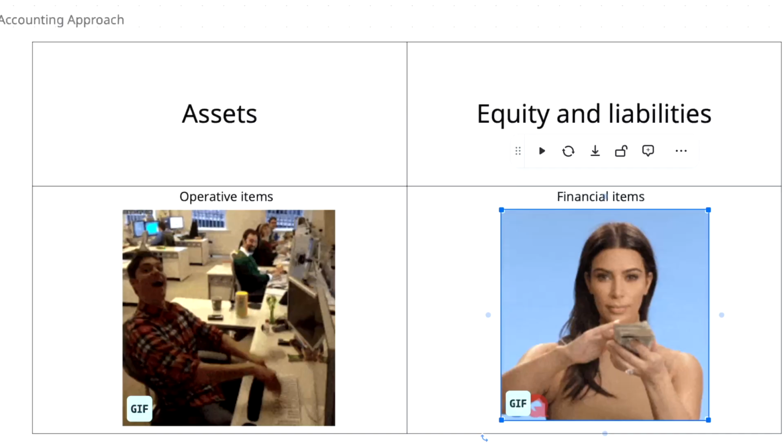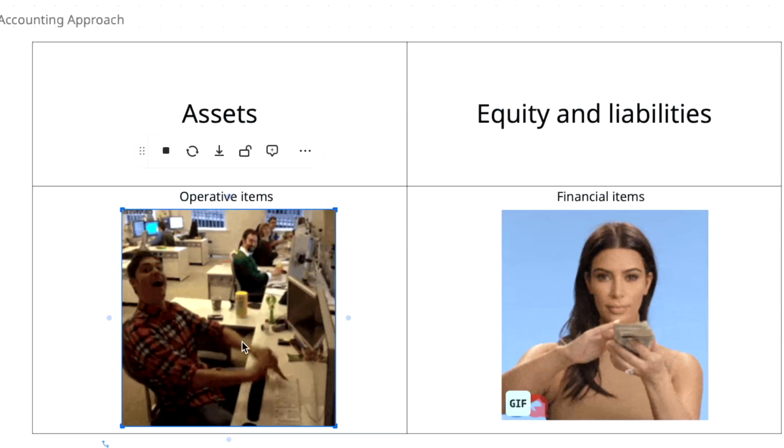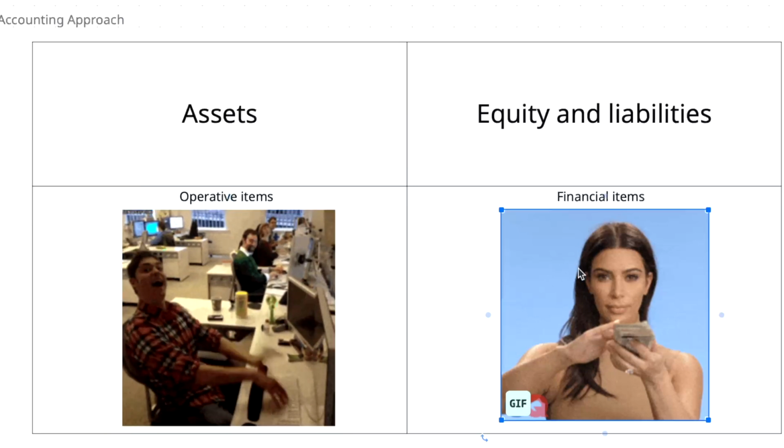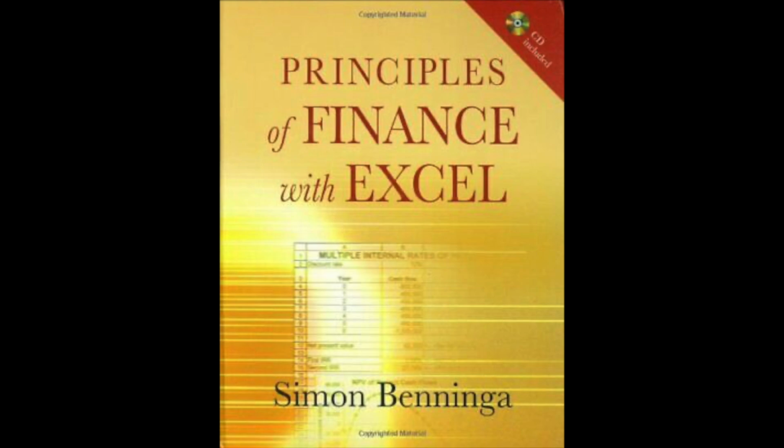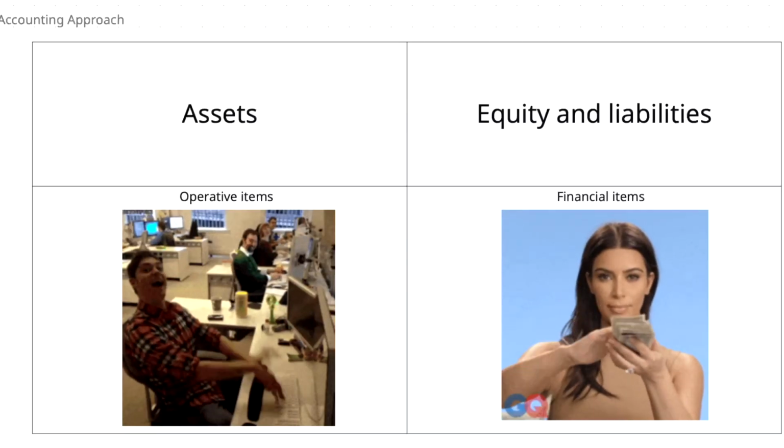Before starting the accounting approach, we have to consider transferring the accounting entries to the balance sheet. In the balance sheet, on the left side we will have the assets, or the operative items, while on the right side, equity and liabilities, the financial items. According to Benninga 2014, it is a useful starting point for thinking about the firm's value.